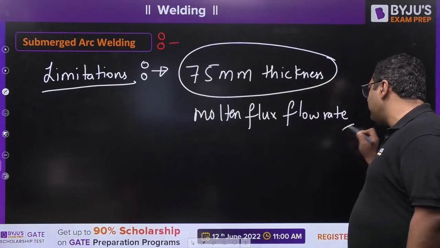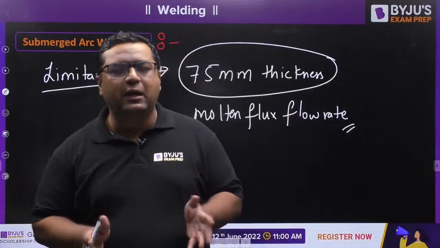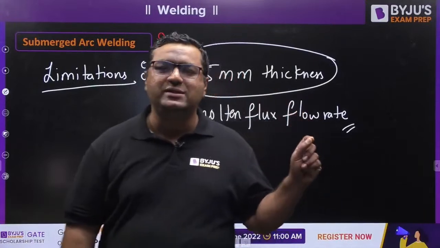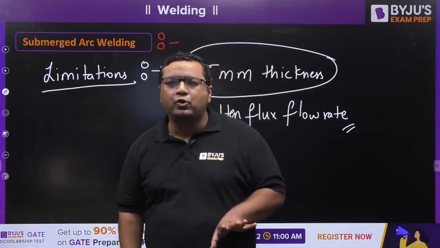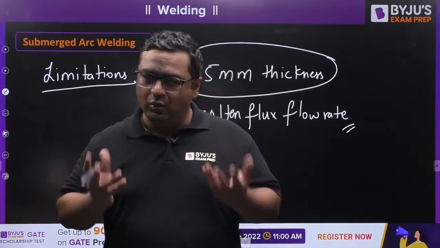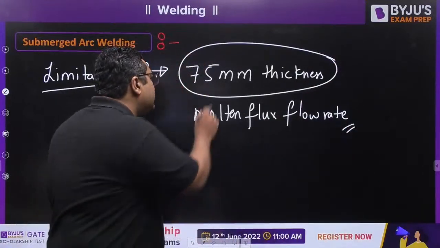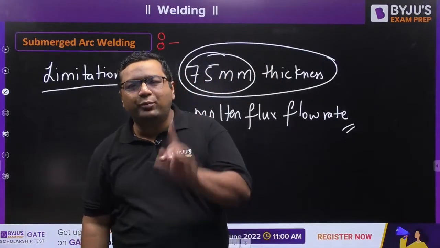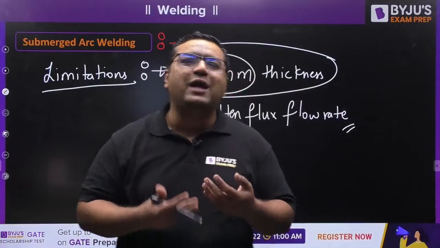And my dear, the third limitation is that submerged arc welding and manual metal arc welding both are unable to weld materials like aluminium, magnesium and their alloys, because their weldability is very, very poor. Because of that, these two processes cannot weld aluminium, magnesium and their alloys. Rest all the problems were resolved by this process. So if you have thickness more than 75 mm, you cannot use submerged arc welding. If you are going to weld aluminium, magnesium or their alloys, you cannot go for it. So for those, we require some new type of process.